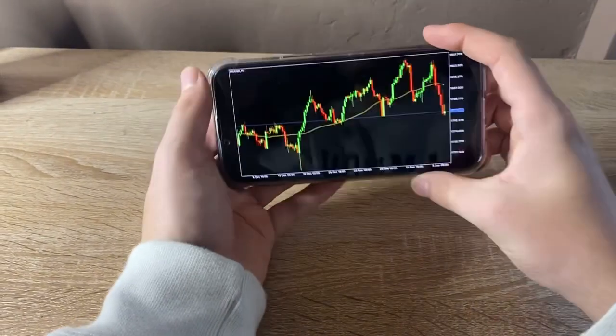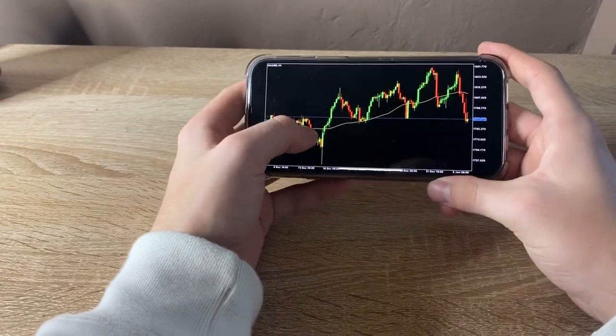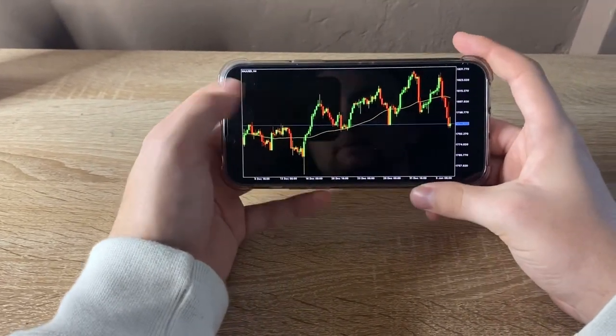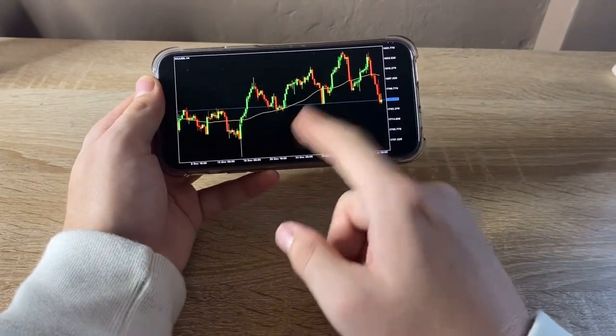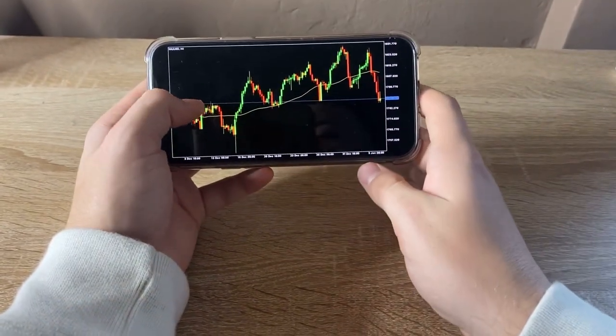So as you can see, we're landscape and we've now got a general idea of what the market's doing. So we've got the moving average. If price is above, we're looking to buy. If price is below, we're looking to sell. And it's really that simple.